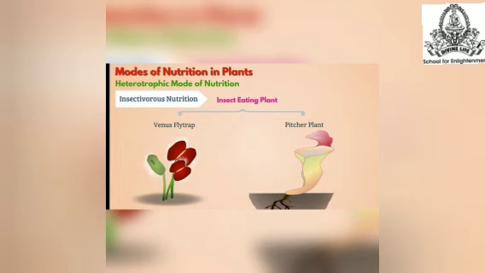Insectivorous plants are plants which eat insects. They have developed special structures to catch insects. Insectivorous plants trap insects by various methods, kill them and digest them to obtain nitrogen compounds for their growth. Pitcher plant, Venus flytrap, bladderwort and sundew are examples of insectivorous plants.